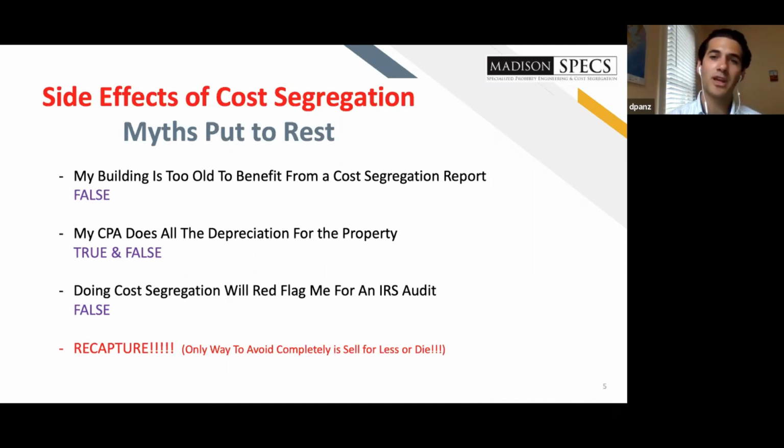Recapture makes cost segregation not worth the money. So we'll go into some depth on recapture. But really the only ways to avoid it are to sell your property for less than you bought it for or to die. So for the things you can work with, if you've got a plan or a strategy for your will and everything. But let's take a look at how recapture works.